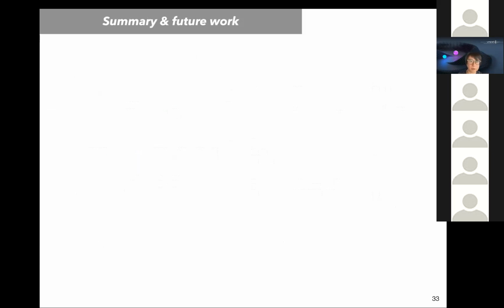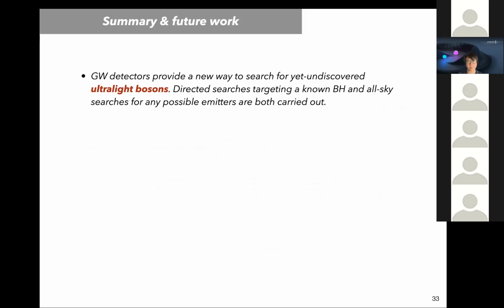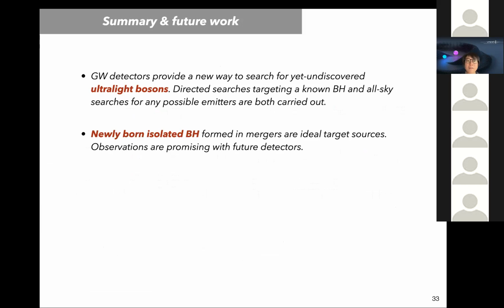So I'll just quickly summarize here. Gravitational wave detectors provide a new way to search for these new particles. And we have been carrying out both direct searches targeting a known black hole and all-sky searches for any possible emitters out there. The newly born isolated black hole would be quite an ideal target to look at, but that would be more promising with future detectors.